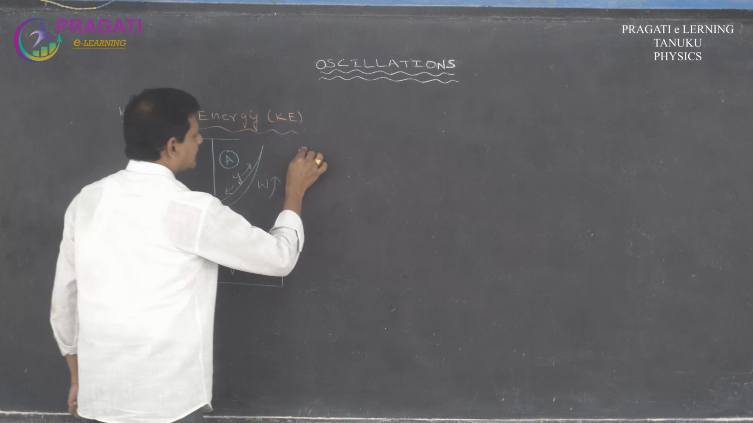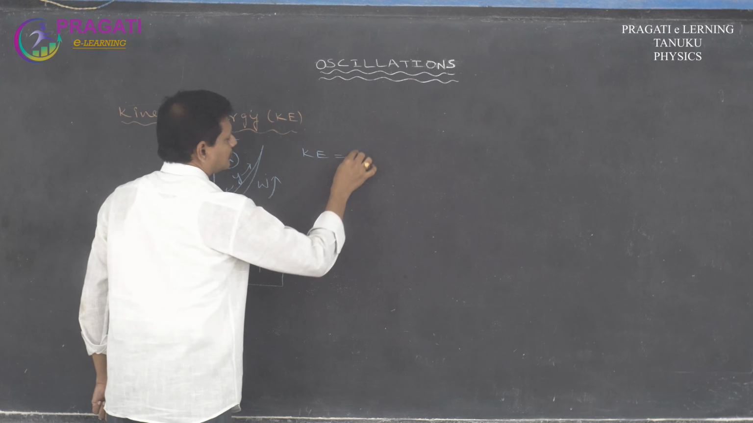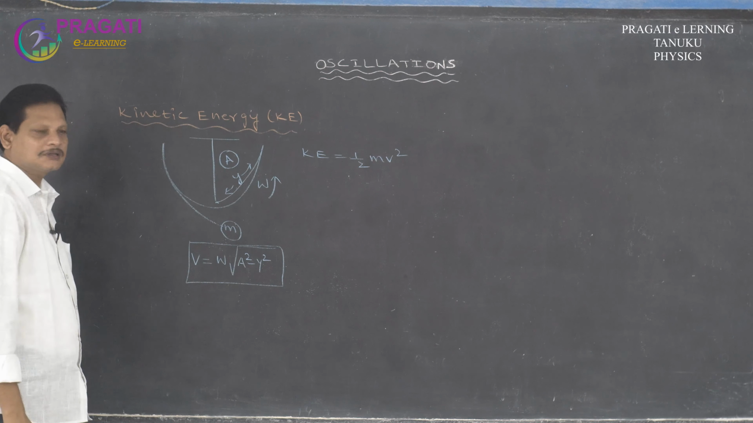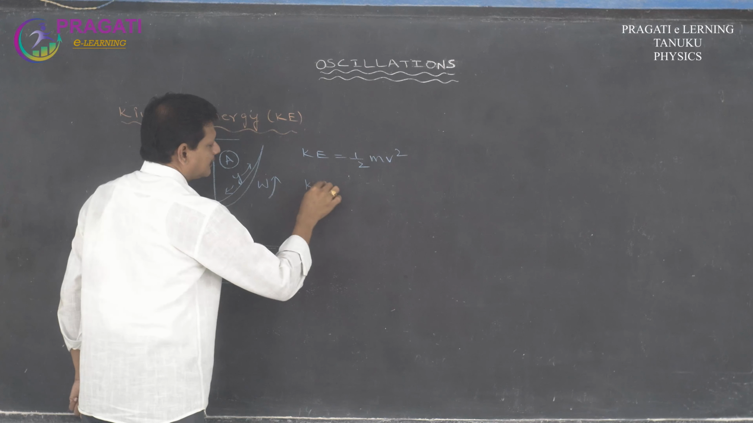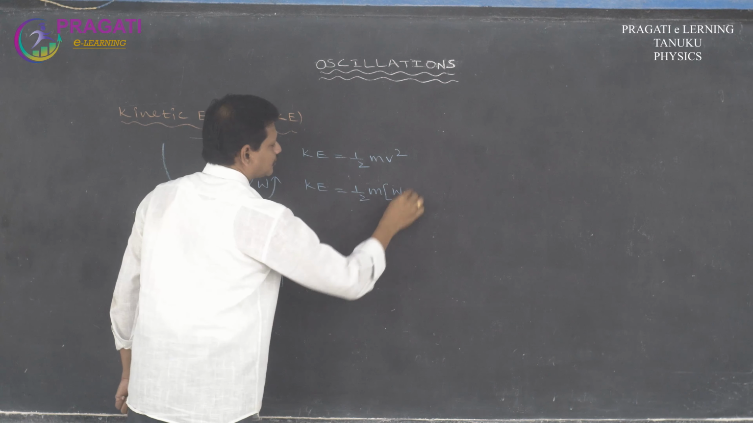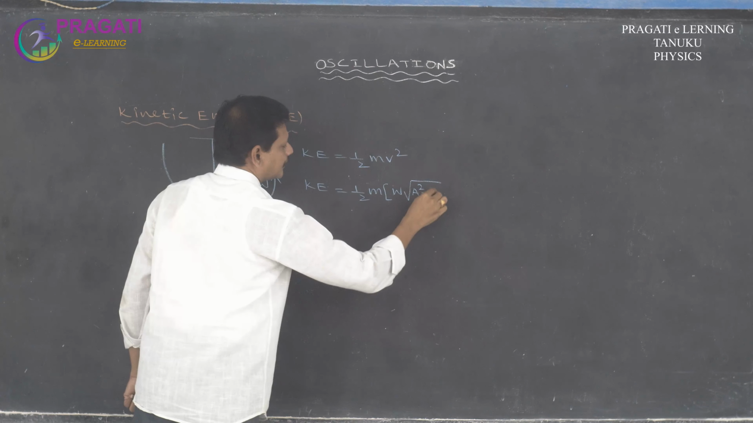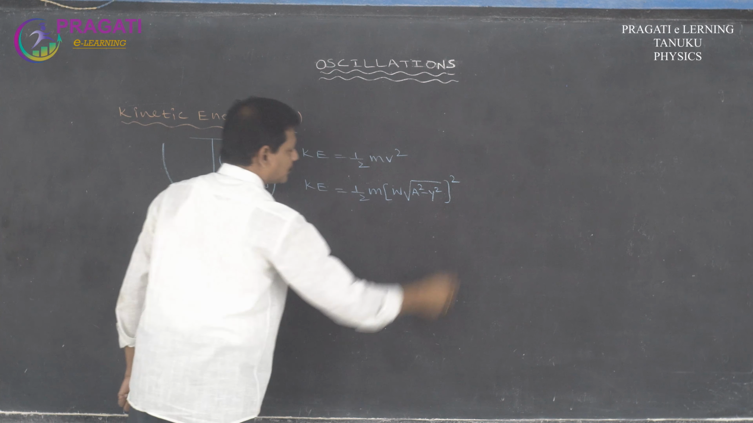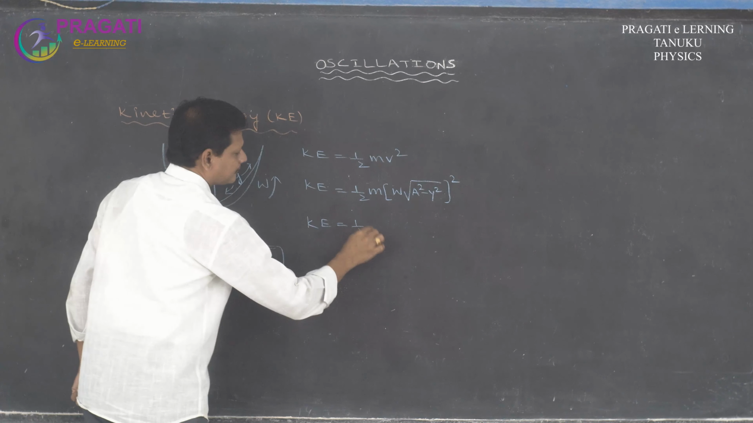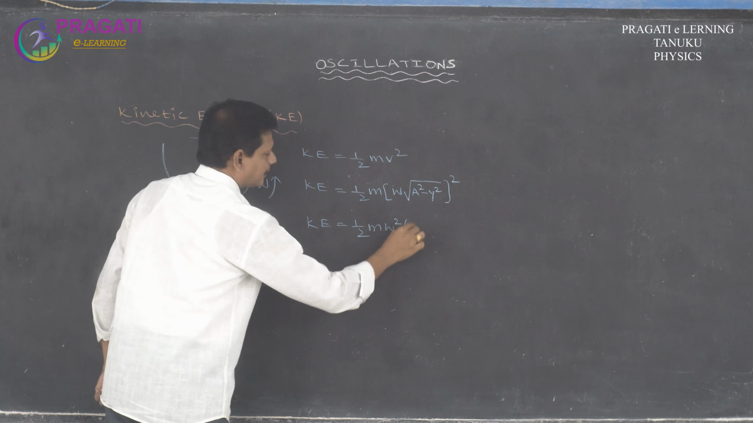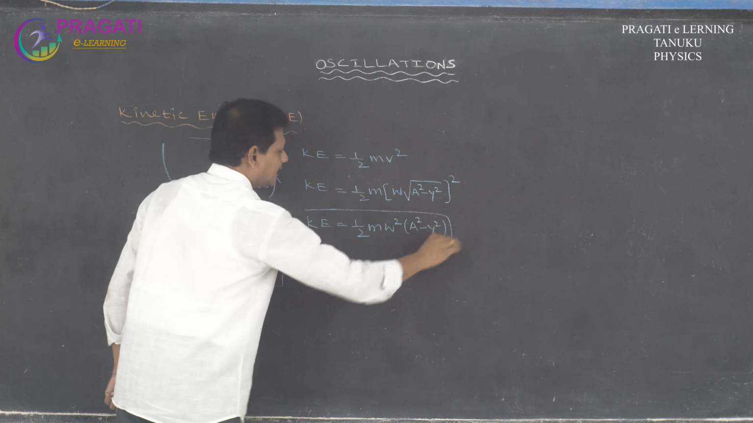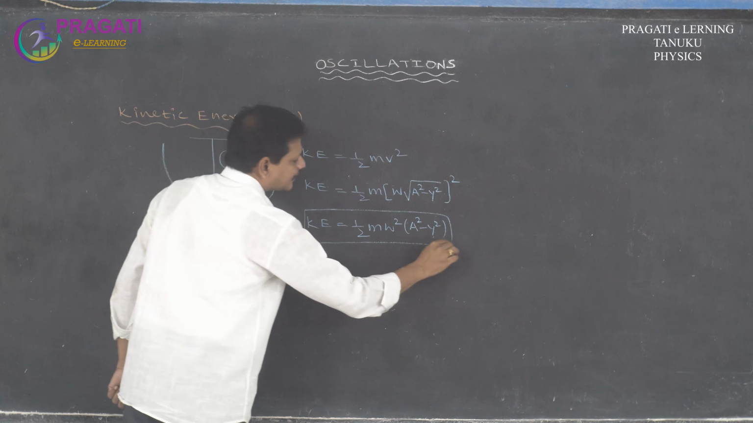We know kinetic energy KE is equal to half m v square. By substituting, KE is equal to half m omega into root over a square minus y square, whole square. So kinetic energy KE is equal to half m omega square into (a square minus y square), which is the expression for the kinetic energy of the particle in SHM.